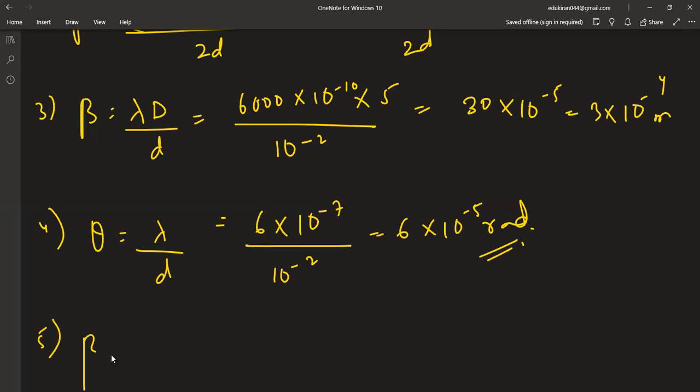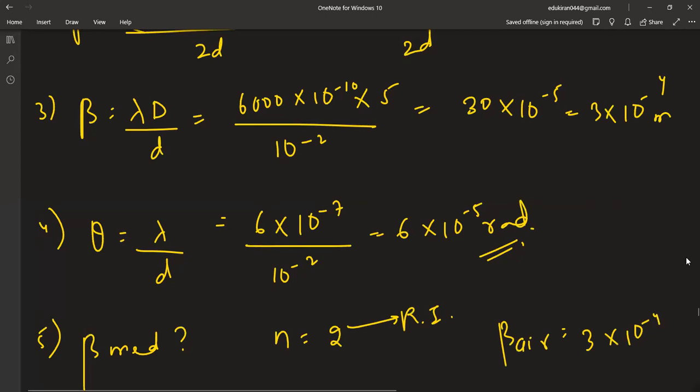One more thing. Suppose beta of the medium is asked and the refractive index is given. This is the refractive index, not the number of fringe. Beta in air, you already know, it is 3 into 10 to the power minus 4.